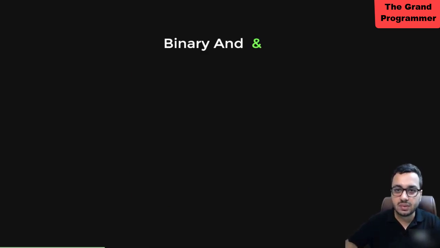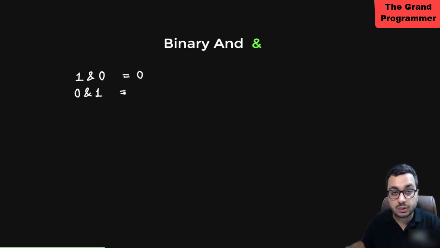The first one is binary AND. AND has very simple rules. Let's say you have two bits, 1 and 0. If you do AND with a 0, it is going to give you a result of 0. Similarly, 0 and 1 gives a result of 0, and only when both the bits are set will you get a result of 1. 0 and 0 is also 0. So anything ANDed with 0 gives you a 0 bit. These are the simple rules of AND.